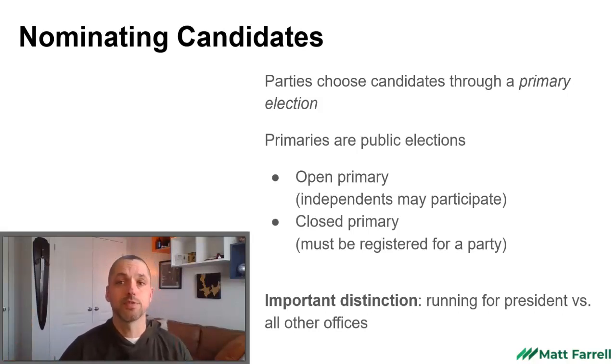Now there are two types of primary elections. There are open primaries where anybody, including independents, can participate. You just have to pick which one. You can either participate in the Republican primary or the Democratic primary. Or there can be closed primaries that are restricted to people who register as either Republicans or Democrats. Closed primaries will only be restricted to those party affiliations. Now, it's an important distinction to note. The primary process for presidential elections is slightly different than this one.